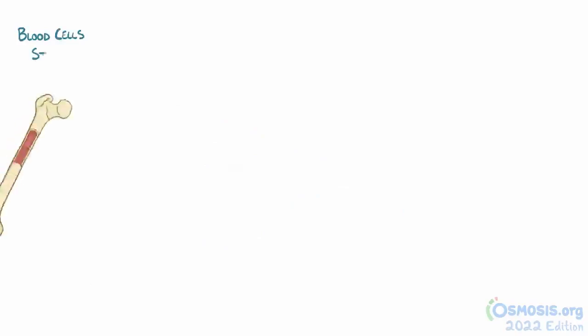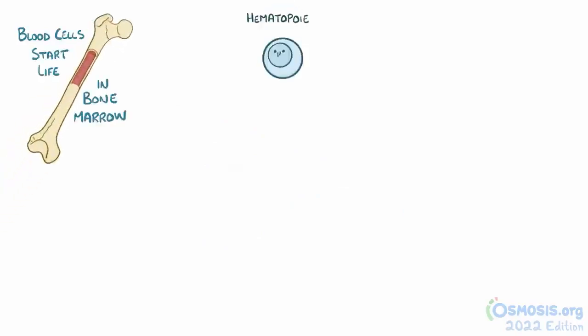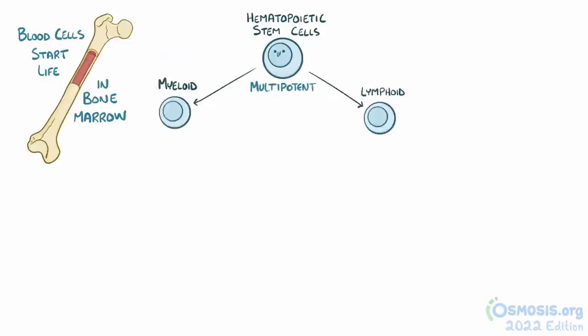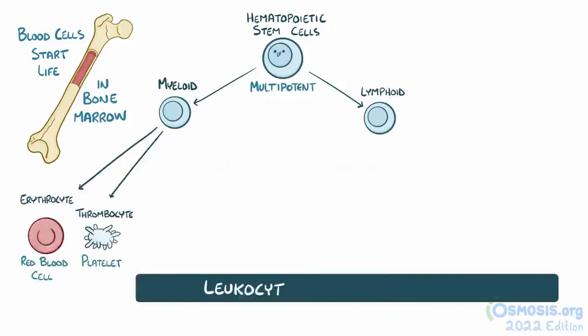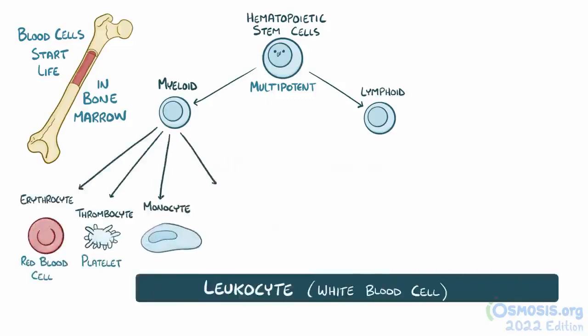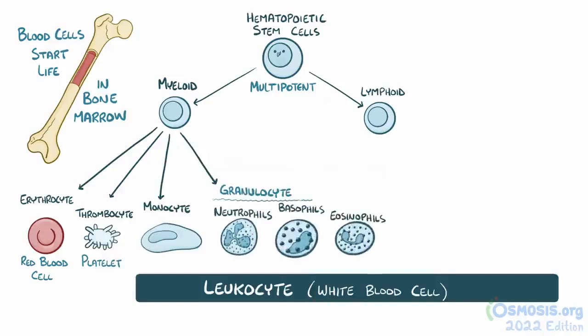Now, every blood cell starts its life in the bone marrow as a hematopoietic stem cell. Hematopoietic stem cells are multipotent, meaning that they can give rise to both myeloid or lymphoid blood cells. If a hematopoietic stem cell develops into a myeloid cell, it'll mature into an erythrocyte, or a red blood cell, a thrombocyte, or a platelet, or a leukocyte, or a white blood cell, like a monocyte or a granulocyte. Granulocytes are cells with tiny granules inside them, and they include neutrophils, basophils, and eosinophils.